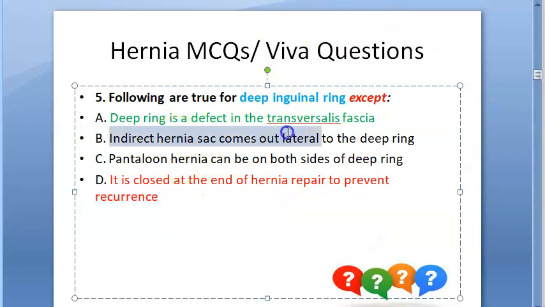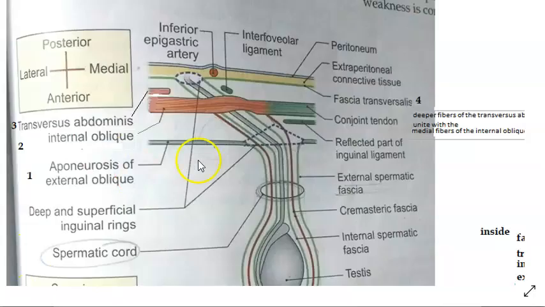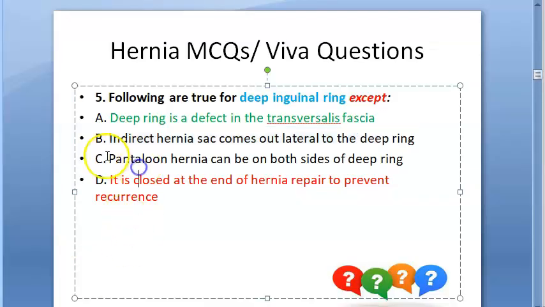So indirect hernia sac comes out lateral to the deep ring. If this is the deep ring and this is lateral, the sac comes out lateral to the deep ring. Then guys, focus here. What's the next option? Pantaloon hernia can be on both sides of the deep ring. Pantaloon is a kind of mixed hernia where you have direct and indirect components, isn't it? So it can be on both sides of the deep ring. Sounds like a correct statement. So you got your answer.